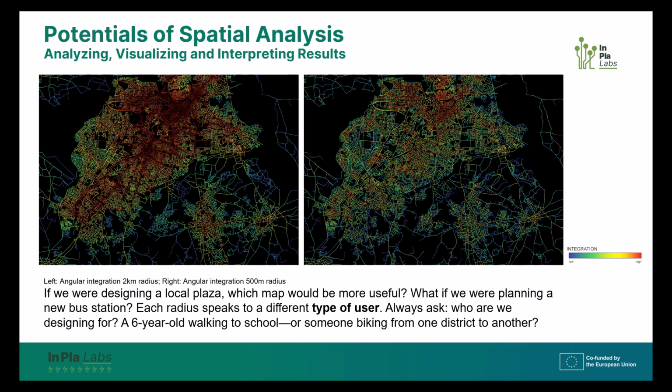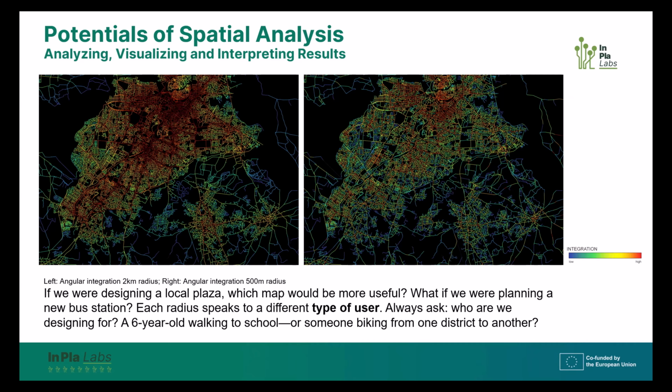So if we look at them side by side, on the left, we have the angular integration at the radius of 2 kilometers. On the right, angular integration at a radius of 500 meters. These different maps show us different things. So the 500-meter radius is showing us local integration. How easily a space connects to others within a short walking distance, let's say 5 to 7 minutes. So this is the neighborhood level, really.